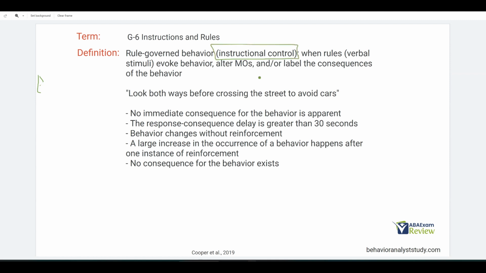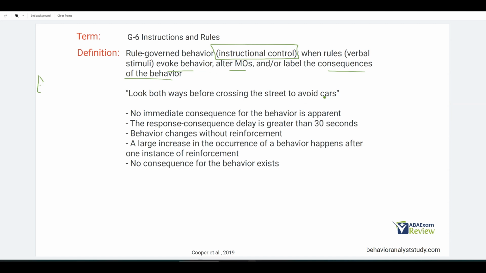And this is what we're trying to gain over clients, right? You want instructional control. When you have instructional control, you can start to get the learners to do what you want with just verbal stimuli. And that's a great place to get. So, rules, which are verbal stimuli, evoke behavior, alter MOs, or label the consequences of behavior. So, you can see rules do a lot of different things. Keep in mind, again, rules live under that umbrella of instruction, right? So when we talk about evoking behavior by giving instructions, a lot of times we're just giving rules. So look both ways before crossing the street to avoid cars. This is a rule, right?